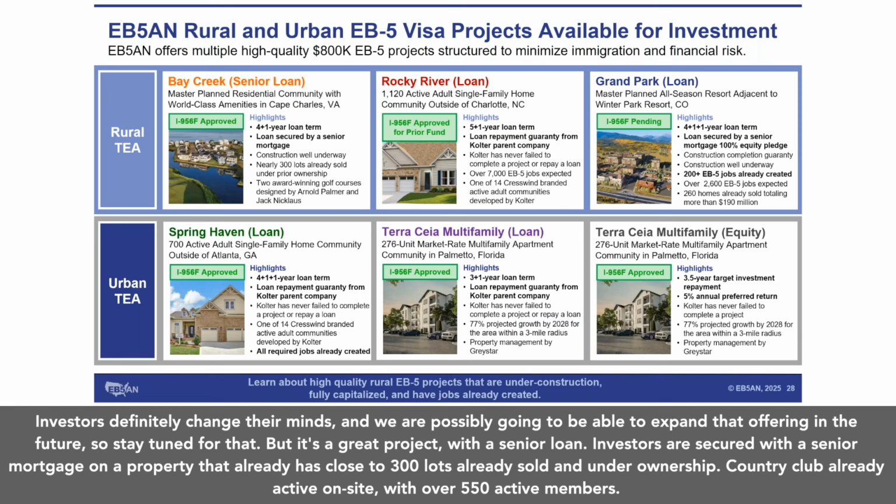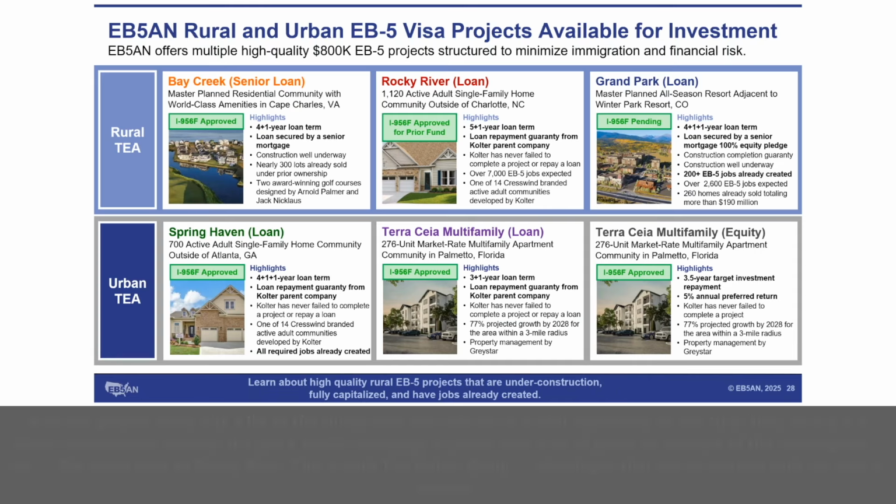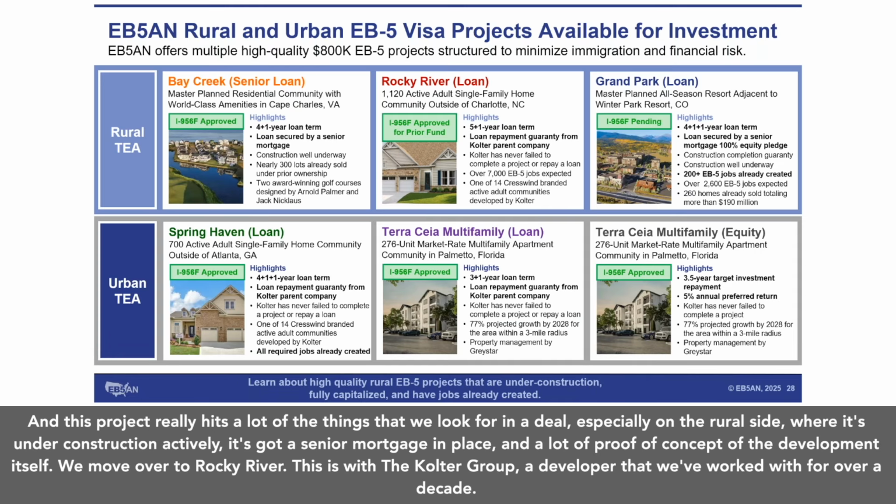But it's a great project with a senior loan. Investors are secured with a senior mortgage on a property that already has close to 300 lots sold and under ownership. Country Club already active on site with over 550 active members. And this project really hits a lot of things that we look for in a deal, especially on the rural side, where it's under construction actively. It's got a senior mortgage in place and a lot of proof of concept of the development itself.